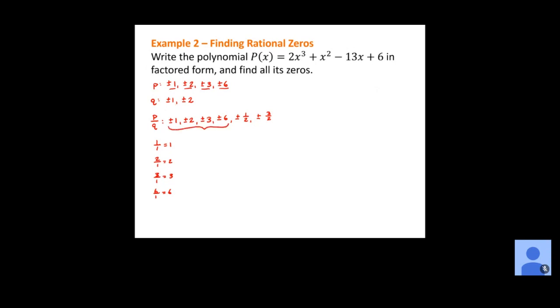Then I'm going to take all of those p-values and divide them by the 2 instead. So that's going to be 1 over 2 is 1/2. 2 over 2 is 1, but we already had that one. 3 over 2 is just 3/2. And 6 over 2 is 3. And again, we already had a 3 from the previous one, okay? So that's how I got these 2 additional ones, or technically 4 additional ones, because they're both plus or minus.